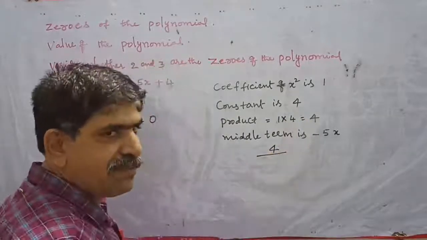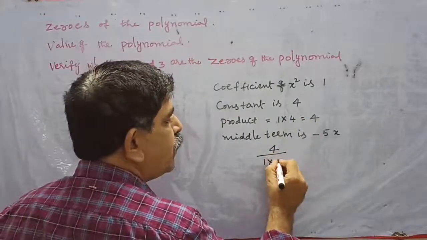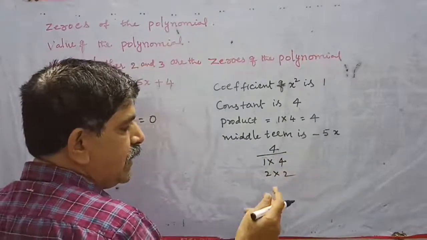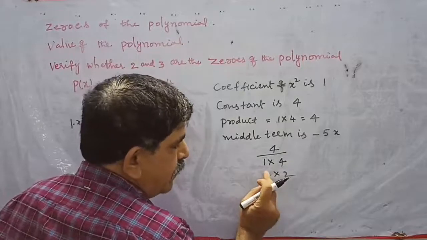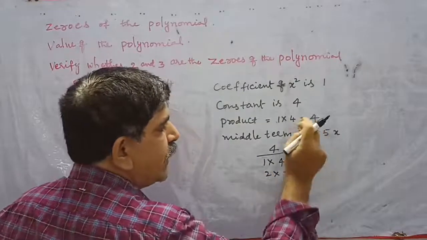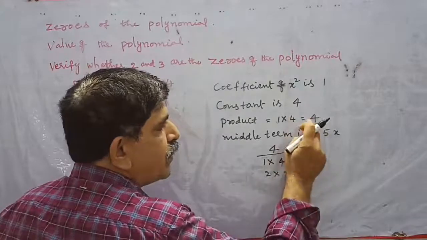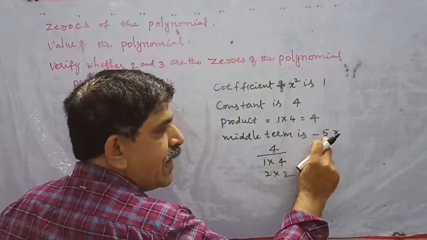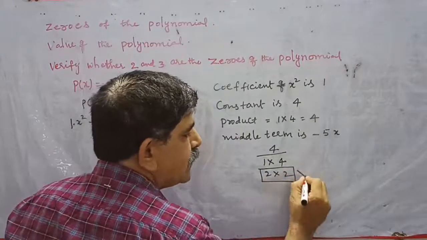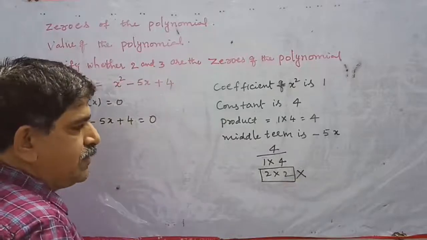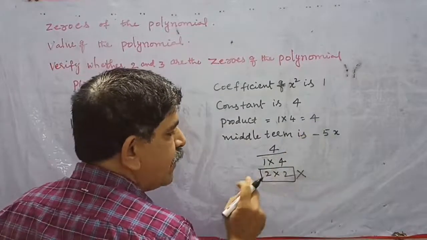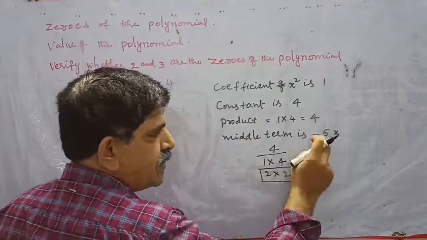Now, you write the factors of 4. What are the factors of 4? 1 into 4 and 2 into 2. Only these two are the factors. Now, first one, 2 into 2. 2 into 2, 4 we are getting. 2 plus 2, 4. So, middle term is minus 5. So, we are not getting it with 2 plus 2. Next one, 1 into 4, for product 4 we are getting 1 plus 4, 5. So 5 we are getting.